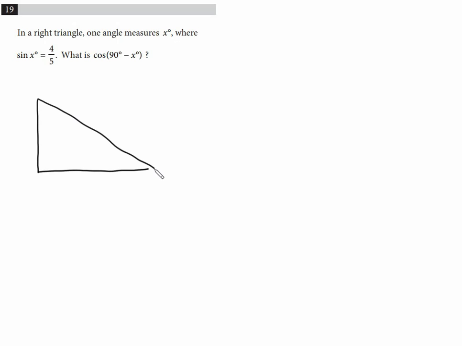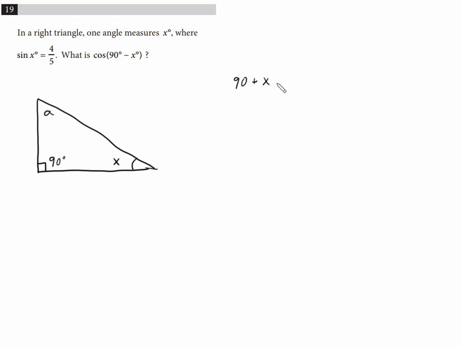And by right triangle, it means that we know that at least one angle equals 90 degrees. And it's saying that the other angle is equal to x. Now, again, we know from geometry that all the angles of a triangle need to add up to 180. So here, let's call this A.